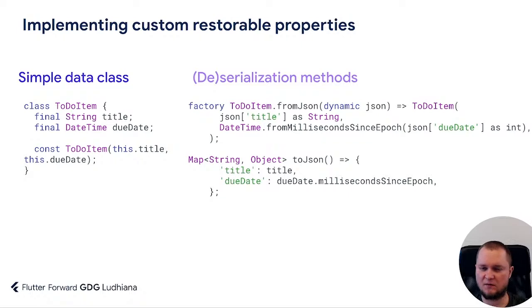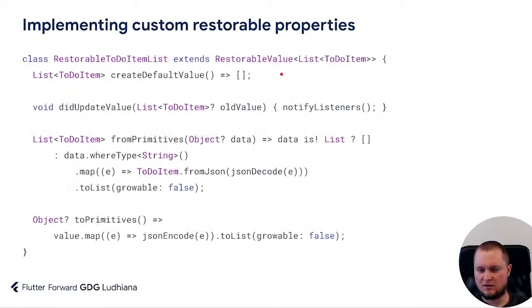If you are familiar with method channels, there are the same constraints here, so we can only pass primitive data over the channel. So similarly, you can use only primitive data to pass to the restoration engine. So in this case, I'm passing title as a string and datetime as a Unix timestamp in milliseconds since epoch. And to make a custom restorable property, we need to extend from a restorable value. This is a generic type. And here we put a type of our class.